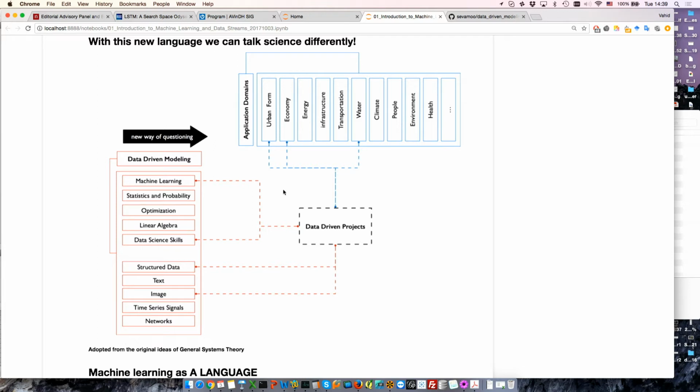But now with machine learning it is evolving again, because now I can claim, if you have any problem, just bring it here, we can talk about it, and we can attack it with this way of data-driven modeling. I've been doing this for the last 6 years at least. In principle, these are any fields. These are arbitrarily chosen labels: urban forms, economy, energy, infrastructure, transportation, water, climate, people.